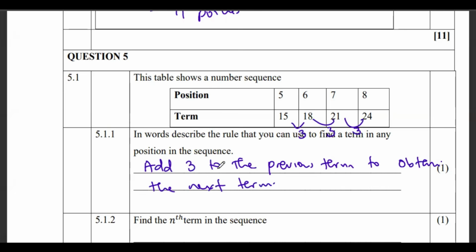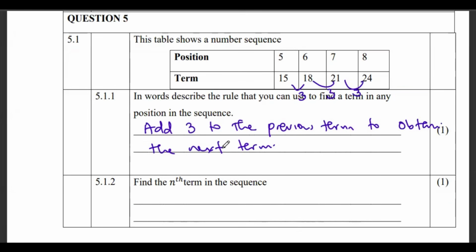Okay, so that is that. Then find the nth term. So with the nth term, we normally say Tn is equal to 3n. But then what is the first number?